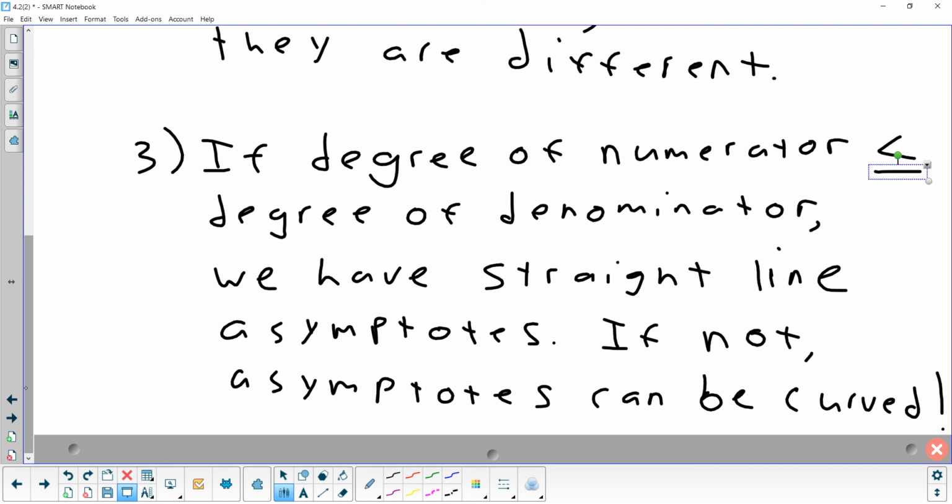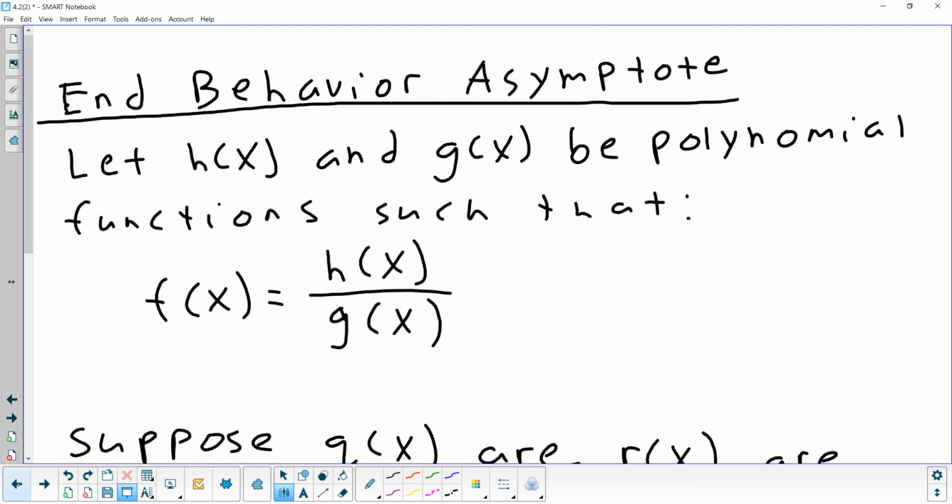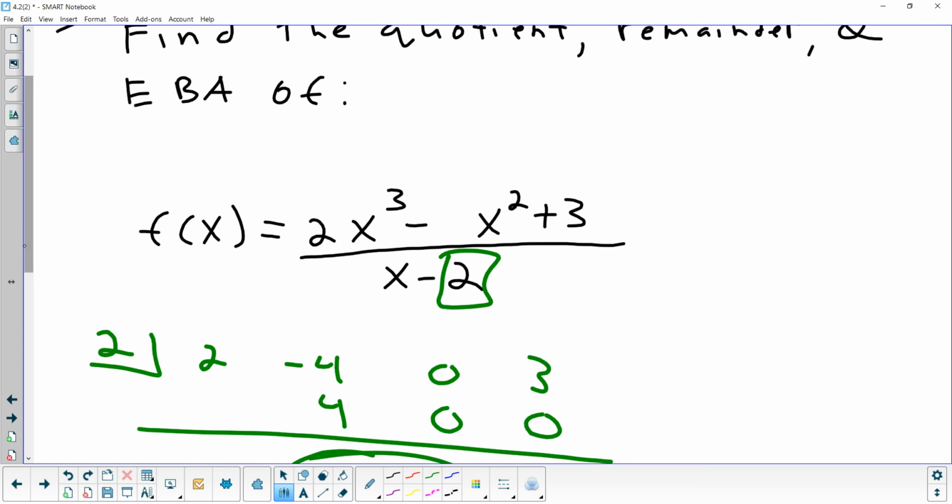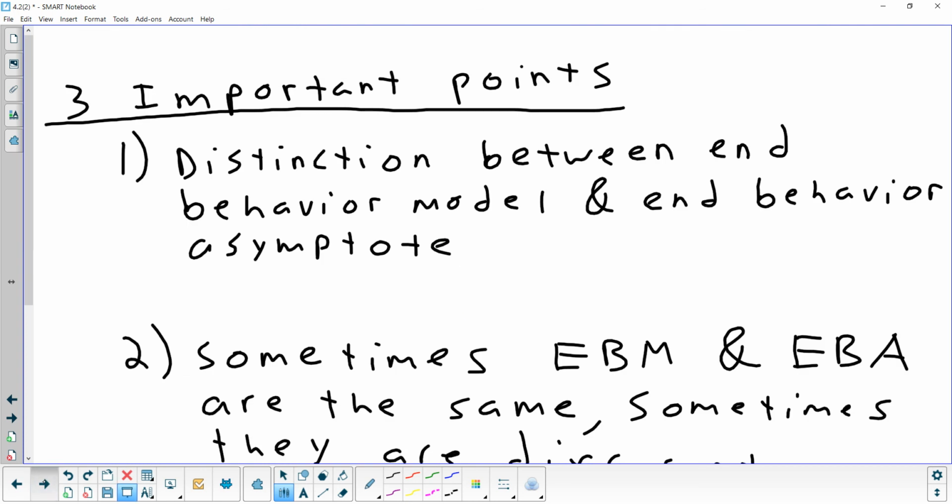How complicated of a curve? It depends on the difference between the degrees. This was a difference of degree 2. Degree 3 in the top, degree 1 in the bottom. It's a 2-degree difference, which is going to result in a 2nd degree asymptote, or quadratic.